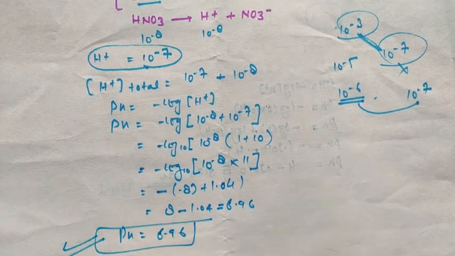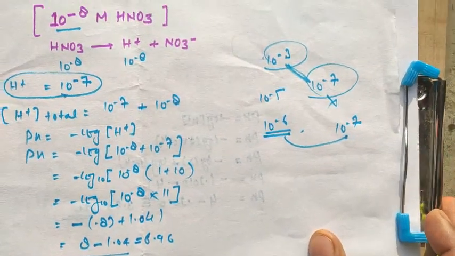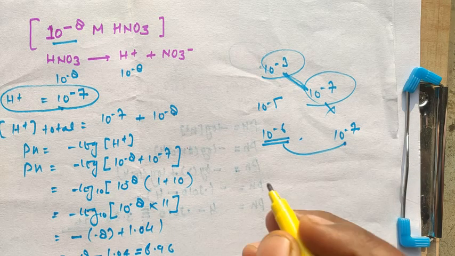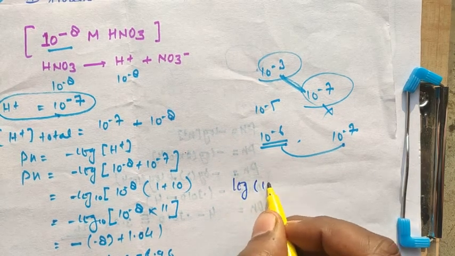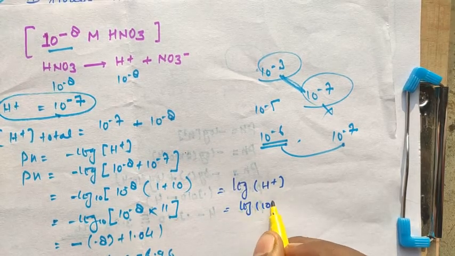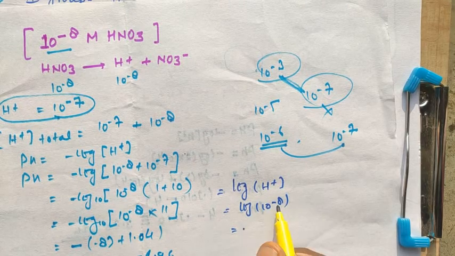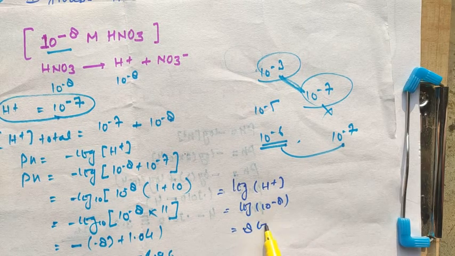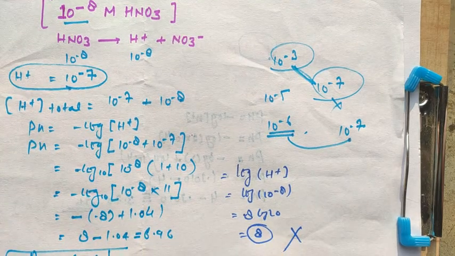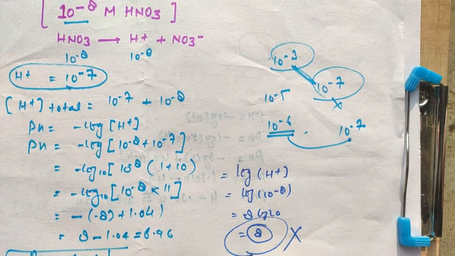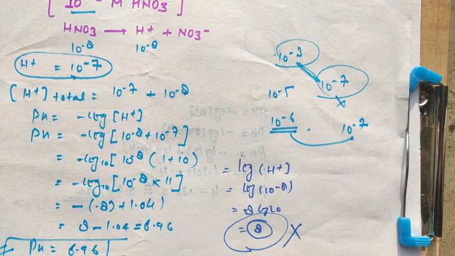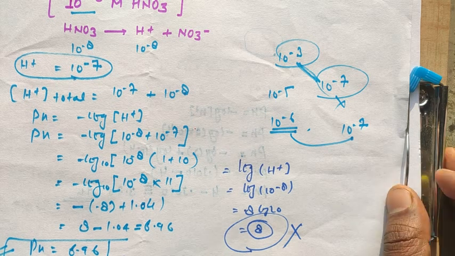It is a very famous question, important. But if you solve it with the direct method, 10 to the power minus 8 molar HNO3, you will do it like this: pH is equal to minus log H plus, that is minus log 10 to the power minus 8, which is approximately 8. But it is wrong, because the pH of an HNO3 acid cannot be 8.